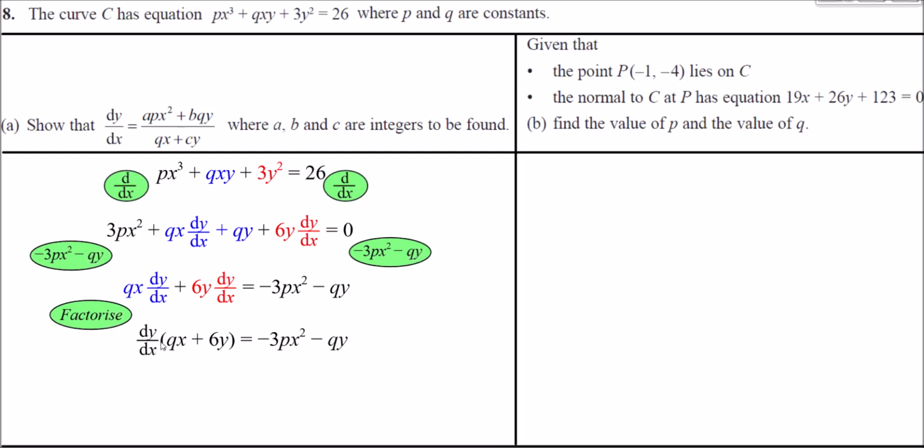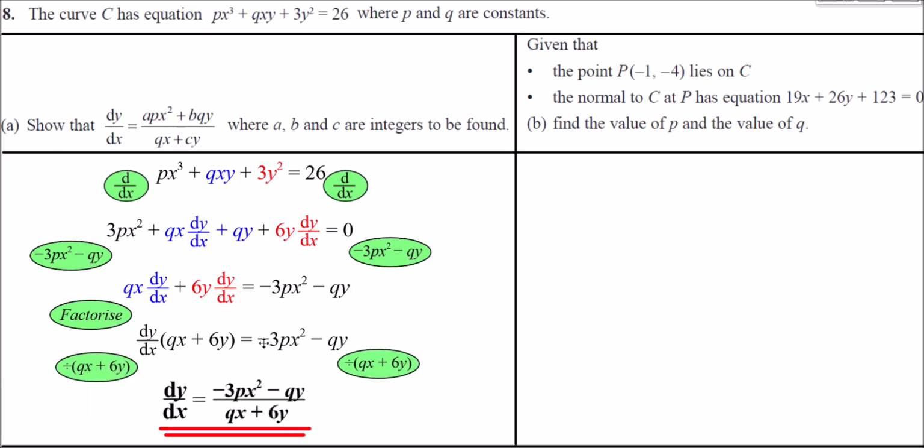Finally, to get dy by dx on its own, and show this to be true, I'll just divide everything by this bracket. So if I divide both sides now by qx plus 6y, the final result is therefore dy by dx is minus 3px squared minus qy, all divided by qx plus 6y. So by showing the steps carefully and methodically, we've shown it fully, that's full marks.